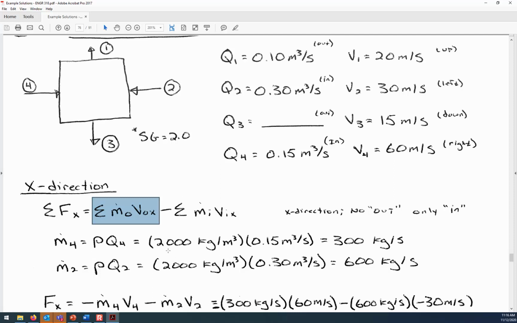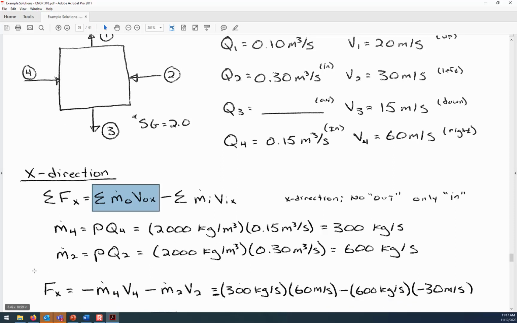And so it's our 2,000 kilogram per cubic meter density, since it tells us in the problem statement that the specific gravity, Sg, is 2.0. That means that compared to water, this is twice as dense. And so the density of this fluid is 2,000 kilograms per cubic meter compared to the water density of 1,000 kilograms per cubic meter. So multiplying the density by the volumetric flow rate gives us how many kilograms per second is entering the black box through each stream. So the mass flow rate in at 2 is double the mass flow rate in at 4.